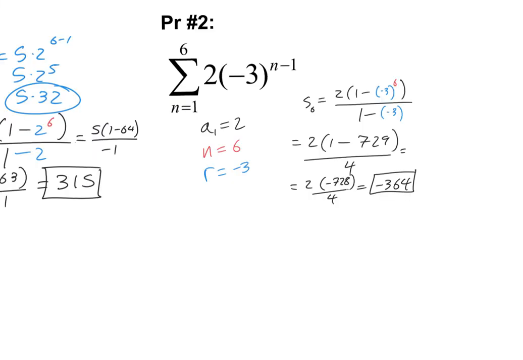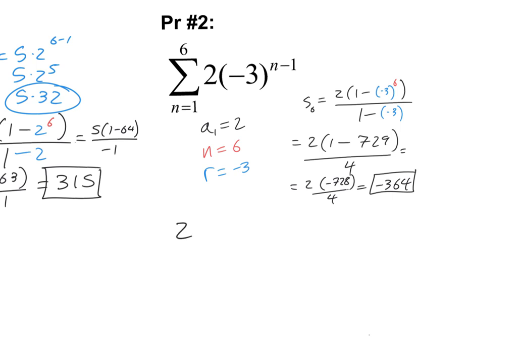Okay, here's what you should have found. You should have found your core values here, plug that into your formula, work it all out. You should have got negative 364. But what I'd like to do is kind of talk about this problem just a little bit more. I want to talk about what the actual series, or the sequence, is.